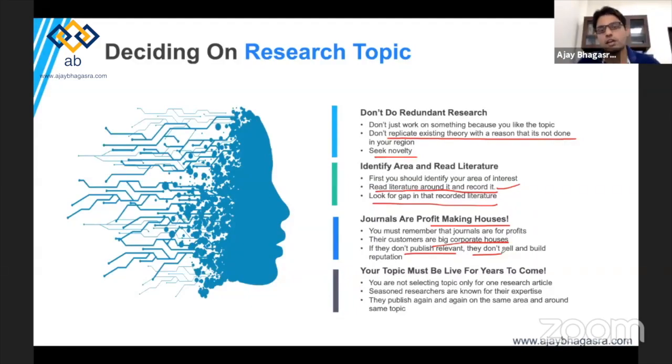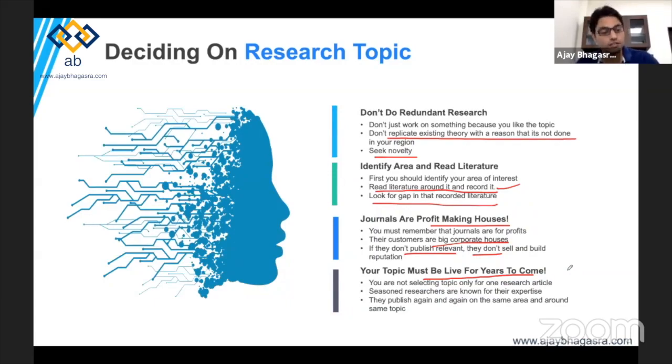Because they say that research starts after PhD. Research doesn't end at the PhD degree, it starts there. So that is where I will come to this last point. Your topic must be live for years to come. So when you are taking admission into a PhD in, say, 2020, you would be completing your PhD in 2024, hypothetically I'm saying. And then in 2024, you will start working and start publishing around that topic. Now, that means you are eyeing publications around a topic in 2025, sitting today. So that means the topic you are deciding today should be live for at least the next 10 years. If it is going to be dead in the next 10 years, journals are not going to accept your work.